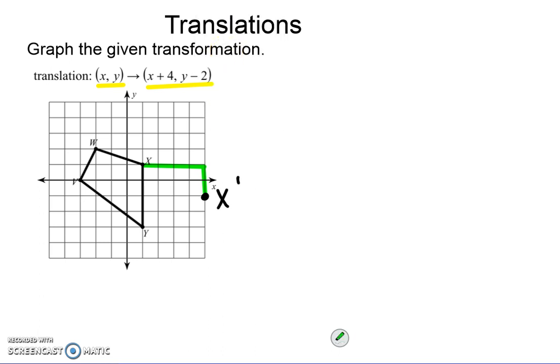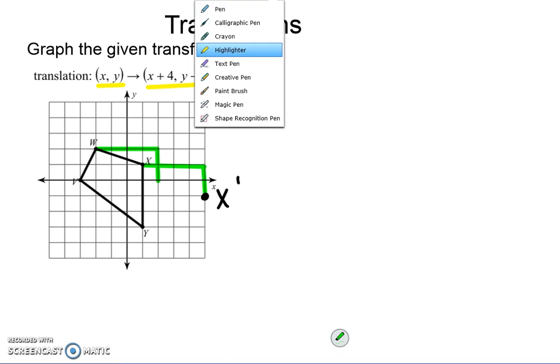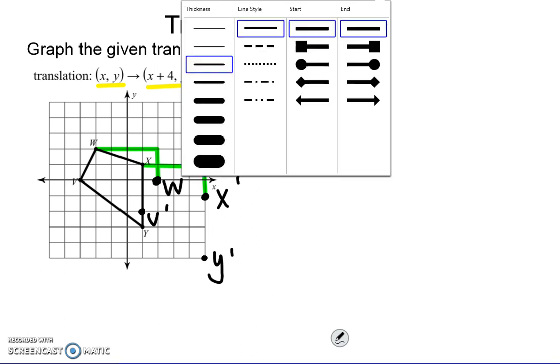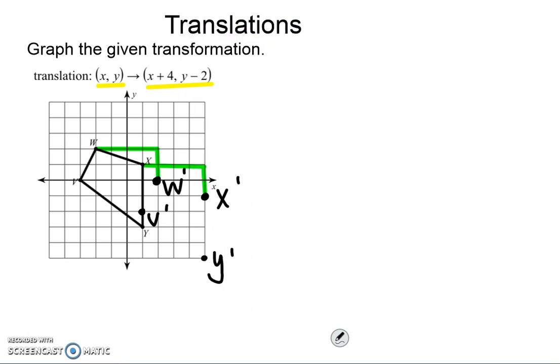I can do the same thing for every single point. W goes 4 units to the right, 2 units down. V goes 4 to the right, 2 units down for V prime. Y, 4 units to the right, 2 units down for Y prime. And then I connect my new points.